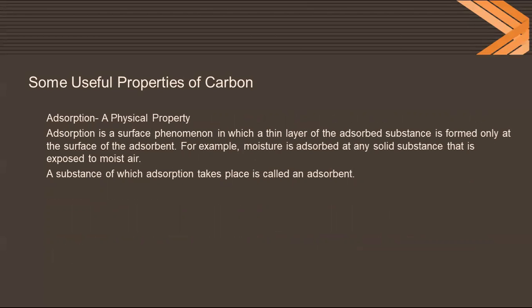First one is adsorption. Adsorption is a physical property, and you have learned that in adsorption, a thin layer of substance is formed on the surface of another substance. A substance on the surface of which adsorption takes place is called adsorbent. Adsorption is a surface phenomenon in which a thin layer of the adsorbed substances is formed.